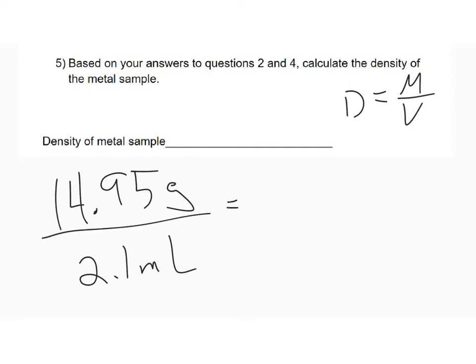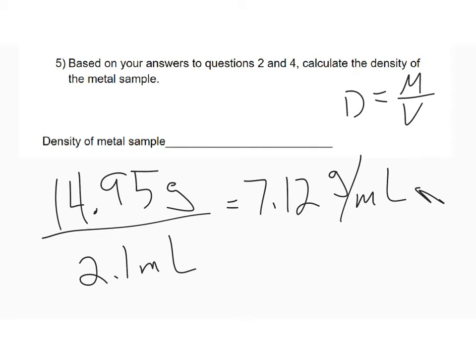And when I do 14.95 divided by 2.1, I get 7.12 grams per milliliter. Both units stay there because nothing cancels out, and this is the unit for density, grams per milliliter.